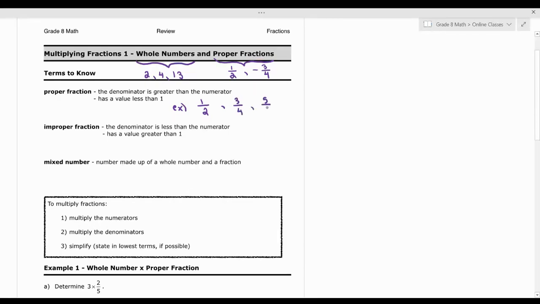I could have 5/7. And you'll notice my denominators, which I'll highlight in yellow, are 2, 4, 7, versus my numerators, which are on top. You'll notice that all the yellow numbers are bigger than the green numbers. So all of my denominators are greater than the numerators, which are your top numbers, and those would have values less than 1. If you were to change these into decimals, like 0.5 and 0.75, those have values that are less than 1. So that's good to know.